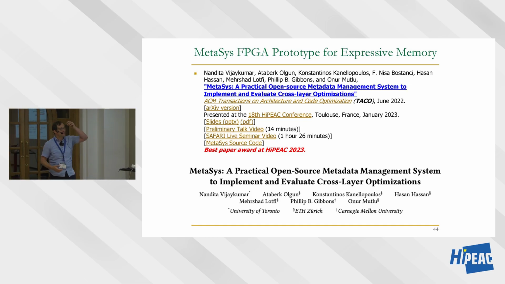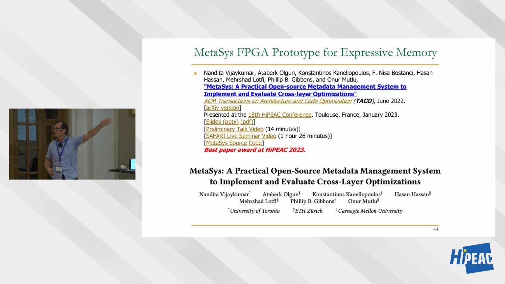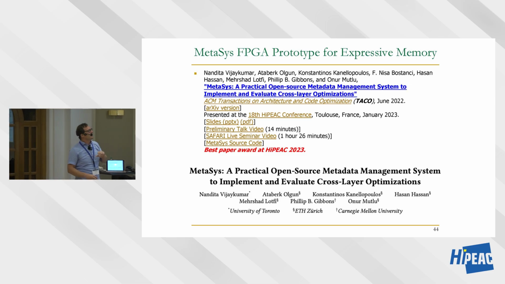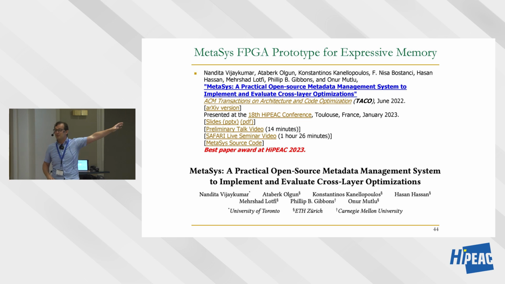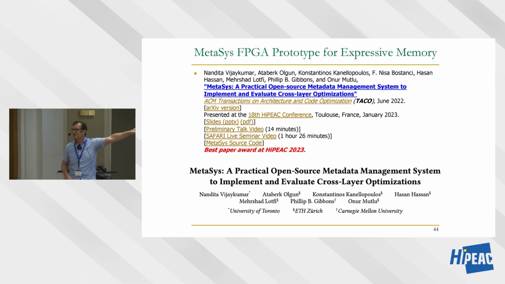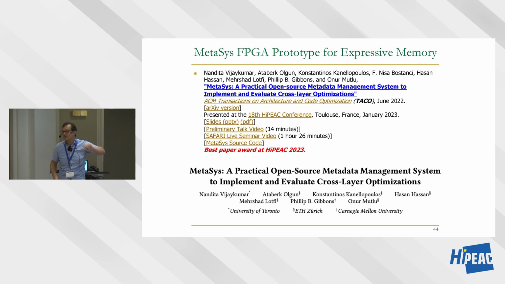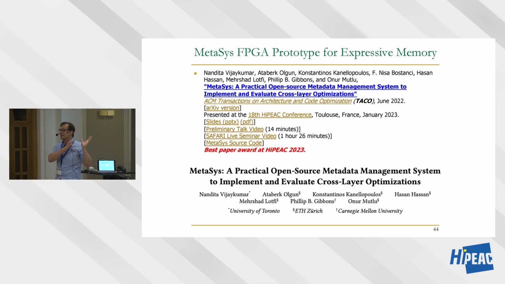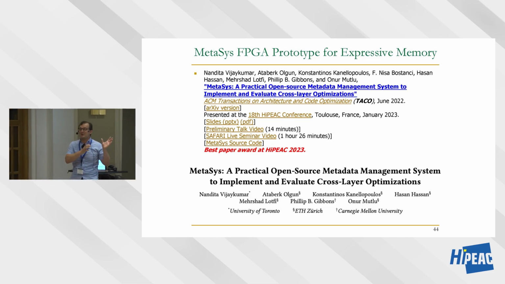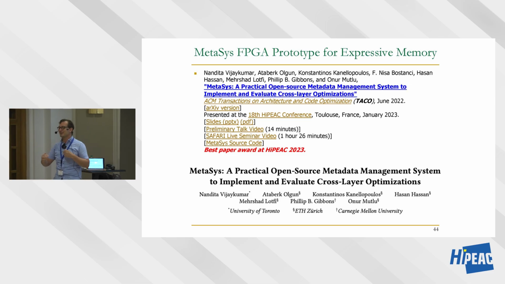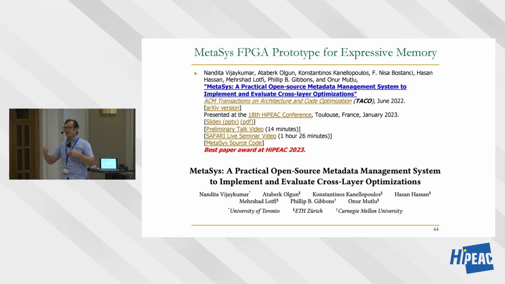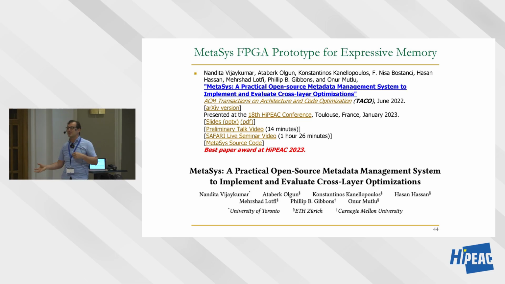This was published at HiPEAC in 2023, and people thought it was worthy of a Best Paper Award, so thank you. Basically, this is an FPGA prototype that you can download. You can actually use it yourself. It's all open source. You can find the source code over there, which does essentially what I just said on a RISC-V processor. So if you want to communicate the semantic information on an FPGA prototype and see how you can optimize your program and hardware together, I'd recommend taking a look at this.